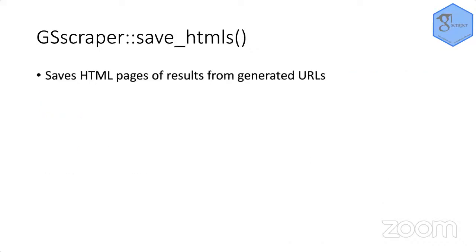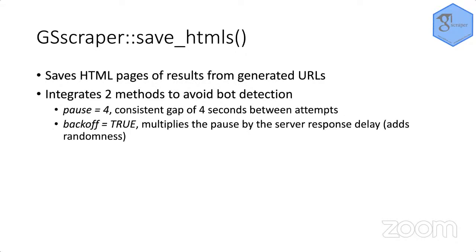The next function, saveHTMLs, saves these URLs, or any given URL, from Google Scholar, or any web page in fact, and it uses two methods to avoid bot detection. The first is a consistent pause between calls, and the second is specifying a multiplier to multiply this pause depending on the response delay of the server. So if the server takes 1.2 seconds, it multiplies this by the pause and waits that long between the current call and the next, and that just introduces some randomness.